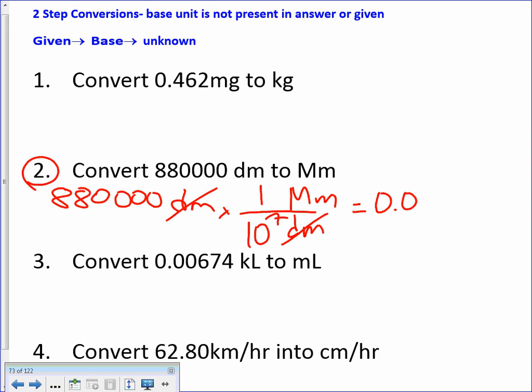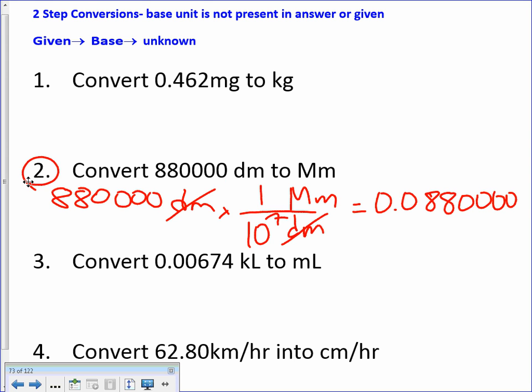So that's like 0.088034. But I want you to notice something before I change this up on you, okay? How many sig figs are in this answer, or this initial number? 2. If I put a decimal there, how many sig figs would there be? So 6, right?